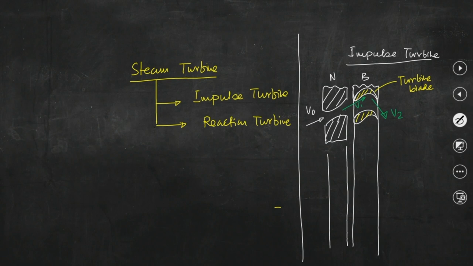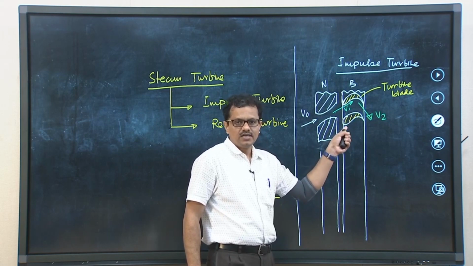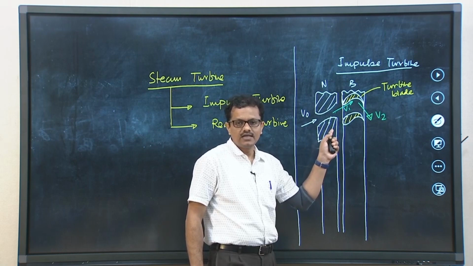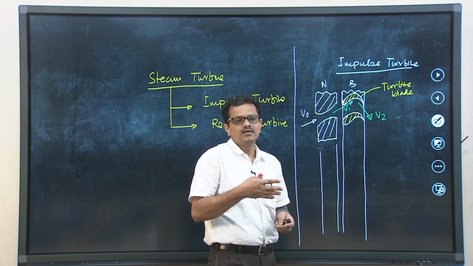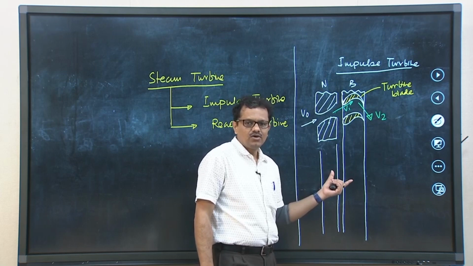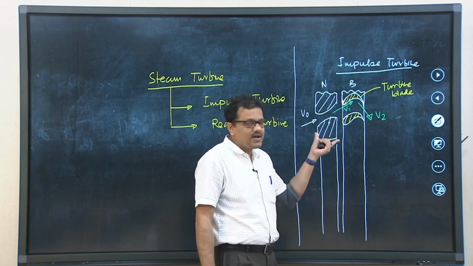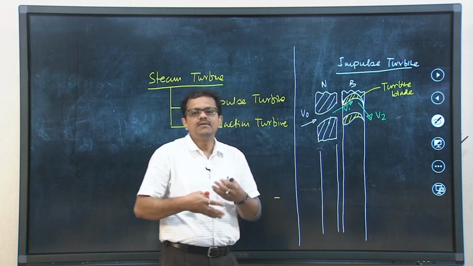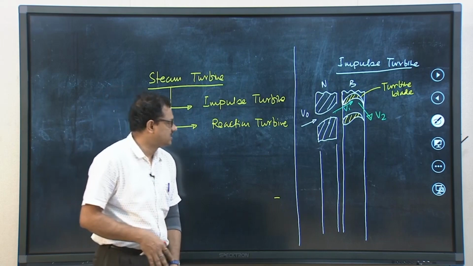So, what I said: the first row of nozzles and the first row of blades together form a stage. There might be multiple stages, and that is why it is called a multiple stage turbine. For the analysis, a single stage is good enough. What I would like to show you now is that the impulse turbine works solely due to the impulsive effect, that is, due to change in momentum of the flowing jet.